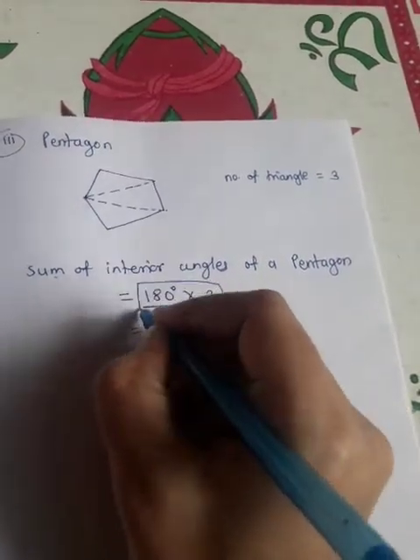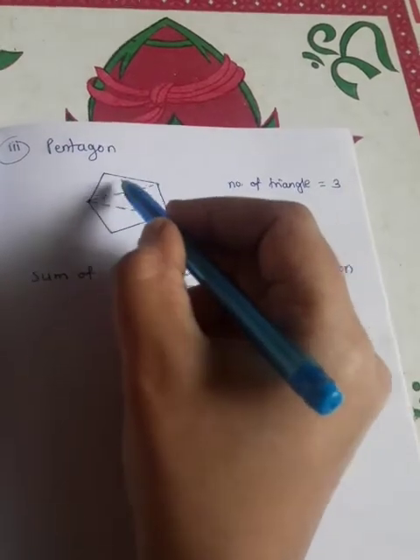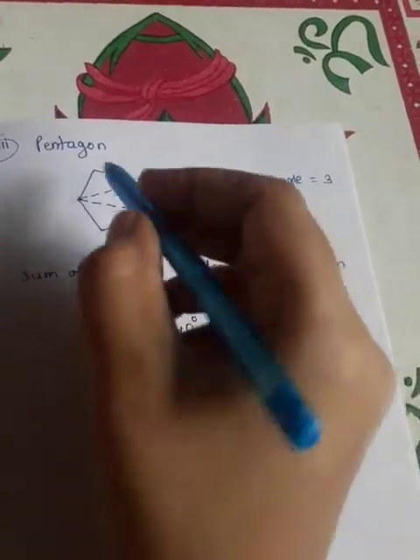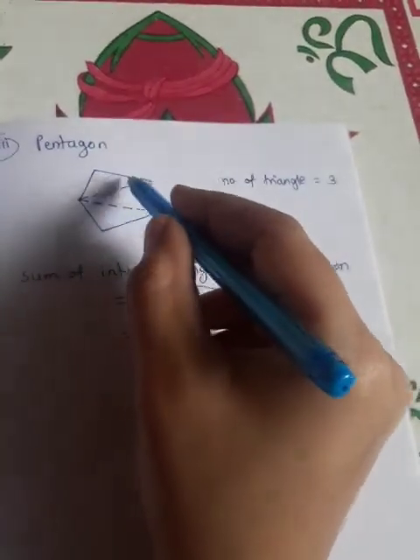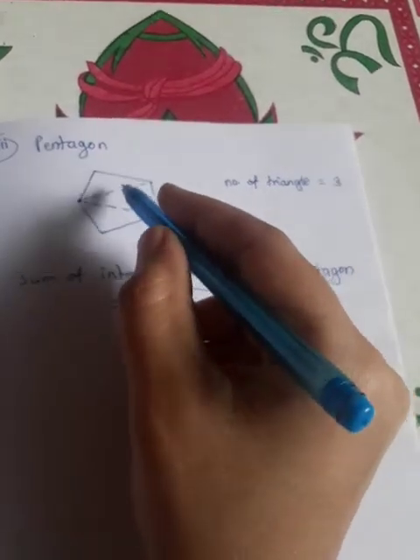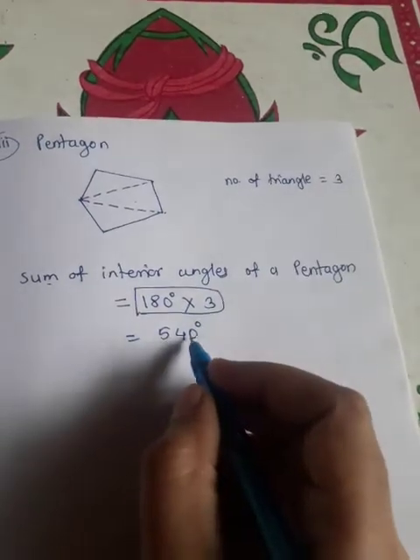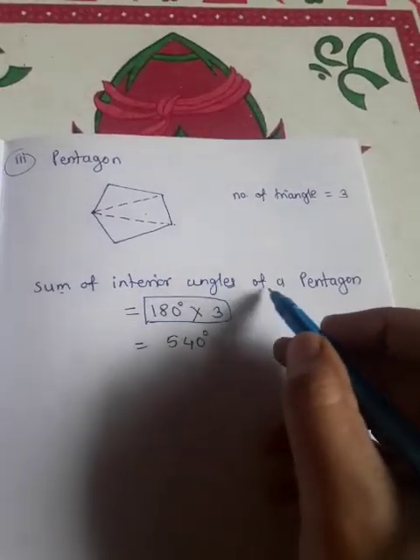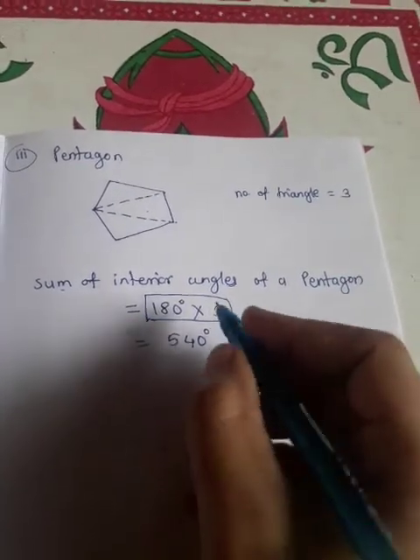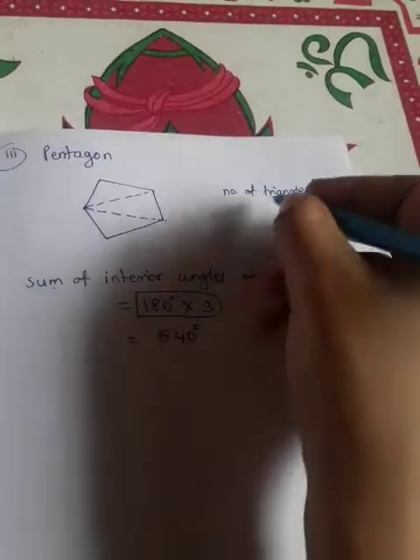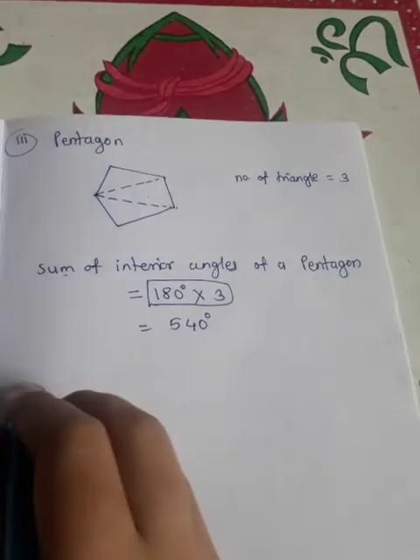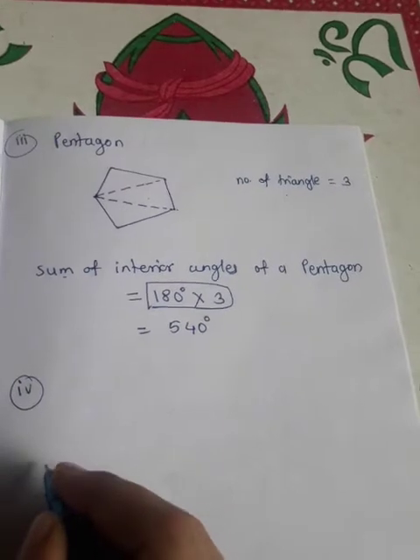Okay, so here the sum of interior angles of a pentagon is 540. Actually it is 3 times 180 because there are 3 triangles. The sum of interior angles of a triangle is 180, so 180 plus 180 plus 180 means 3 times 180 gives you 540. So the sum of interior angles of a pentagon is 540, or 180 times 3. 3 is the number of triangles. Okay, now let's see the fourth polygon.